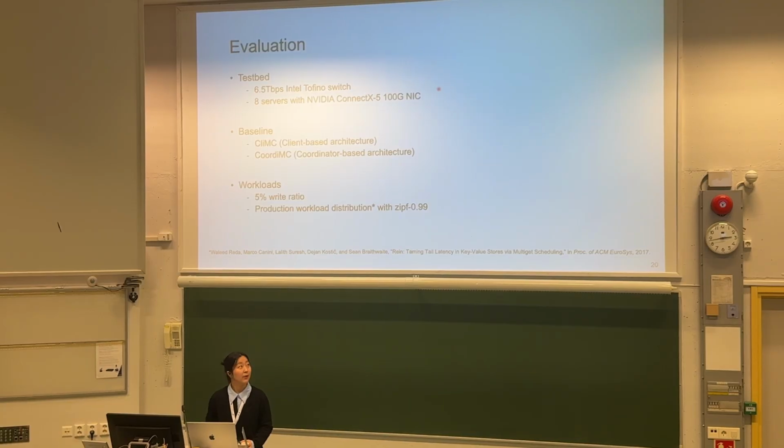Now let's take a look at the evaluation. We implemented NetMC using an Intel Tofino switch and 8 commodity servers. Two nodes are acting as clients, another node is the coordinator node, and the remaining 5 nodes are storage servers. Our baselines are ClientMC, following a client-based architecture, and CoordMC, following a coordinator-based architecture. For the workload, we use a 5% write ratio and a Zipf distribution to simulate a skewed access pattern in the real world.